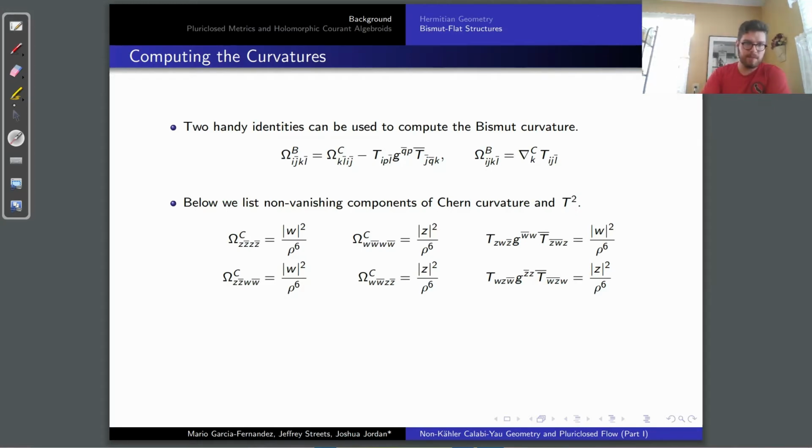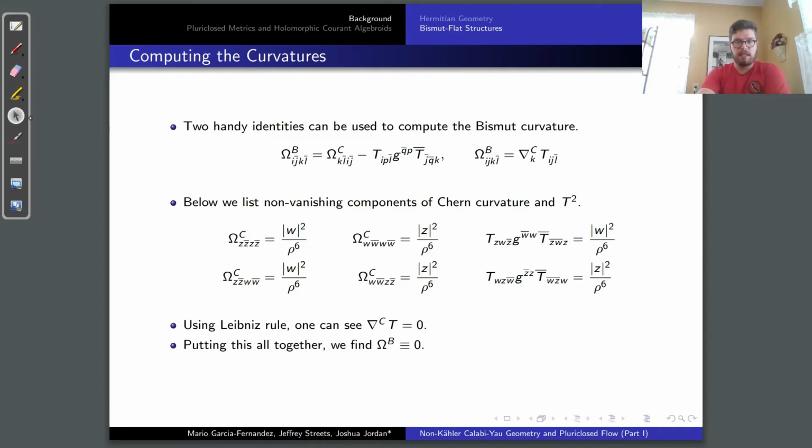I mean, not to spoil the punchline or anything, I already kind of said it. The curvature ends up being 0, right? You can already see that the (1,1) part of the tensor is pretty obviously 0. The (3,1) part is a little trickier, but you can check it just by using the Leibniz rule on the Chern connection applied to the specific torsion components that we wrote before.